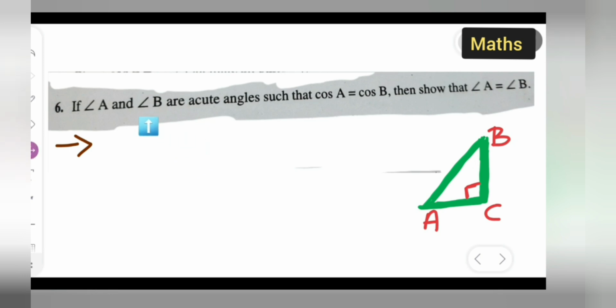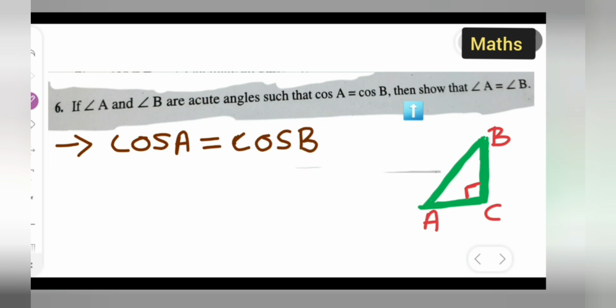Take down this question. If angle A and angle B are acute angles such that cos A is equal to cos B, then show that angle A is equal to angle B. So I have to show that this angle A is equal to this angle B. How am I going to show this? What is given first? Cos A is equal to cos B. So write that down first.